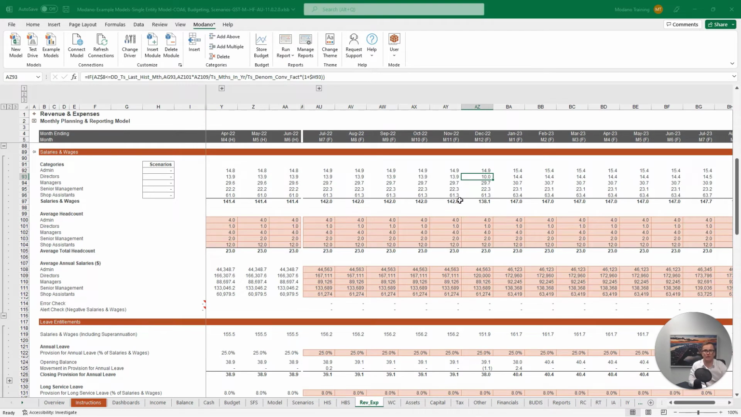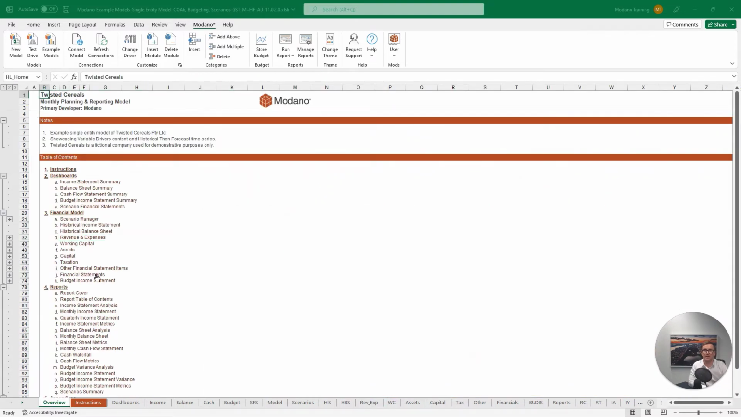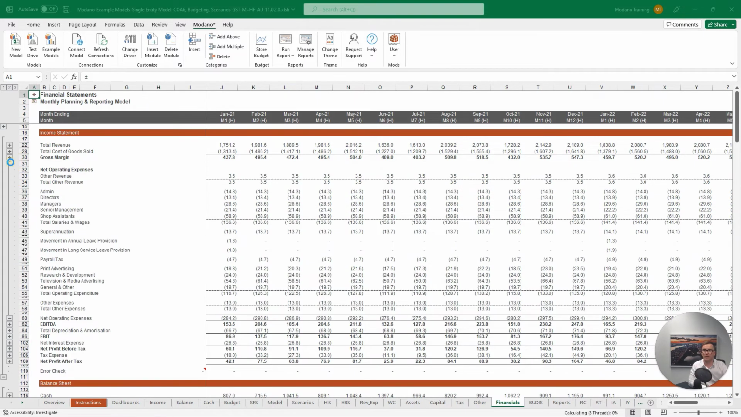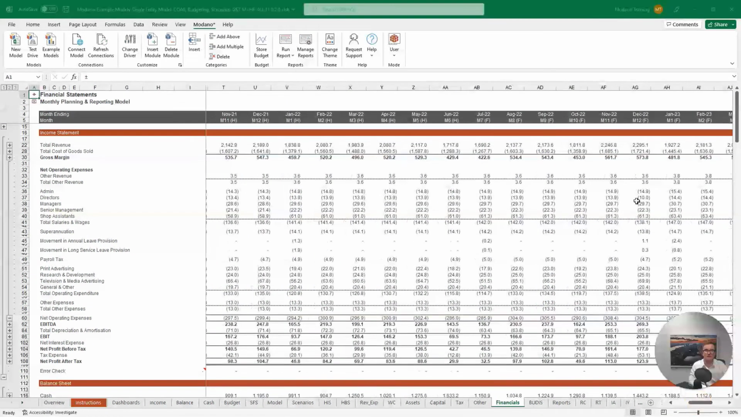Hopping back to our example, if we want to see this 10.0 hitting our financial statements within December 22 in our financial model, we can head back to our table of contents and activate the financial statements. Looking at our income statement, if we expand our net operating expenses rows, locating our salaries and wages categories, again scrolling across the time series until we get to December 22, we can then see our 10.0 for directors' salaries and wages expense in the month of December 22.